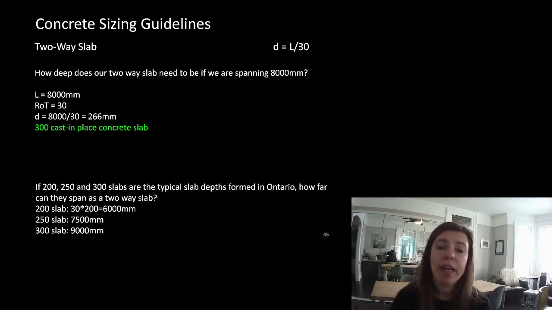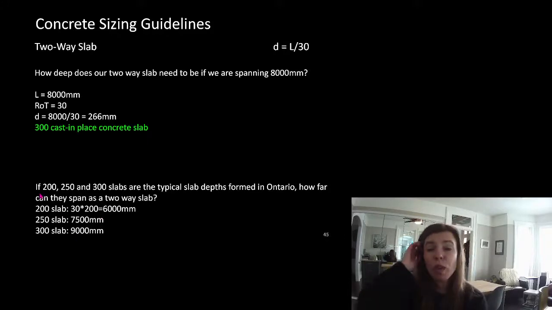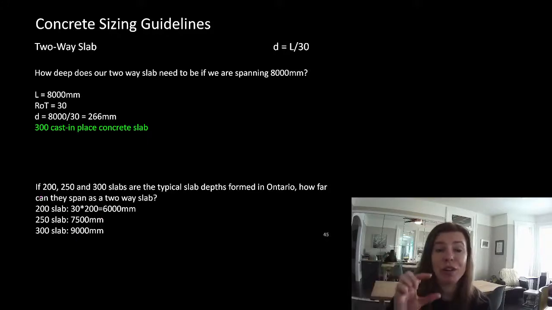Most concrete condos in Ontario tend to be at a 6 meter grid. We're pushing them to a 9 meter grid, but this 6 meter grid is really great for a 200 concrete slab. And so that's pretty common. A 6 meter grid works really well for layouts for office buildings and condos. It just works really nicely.